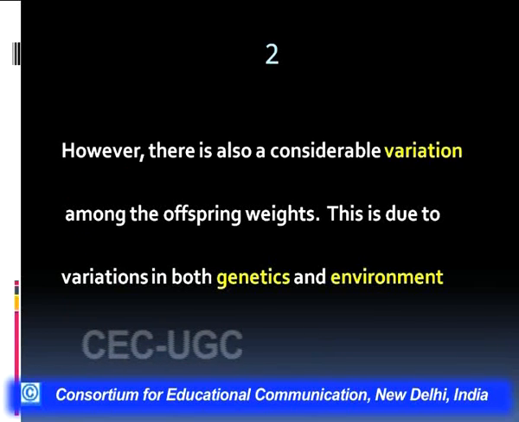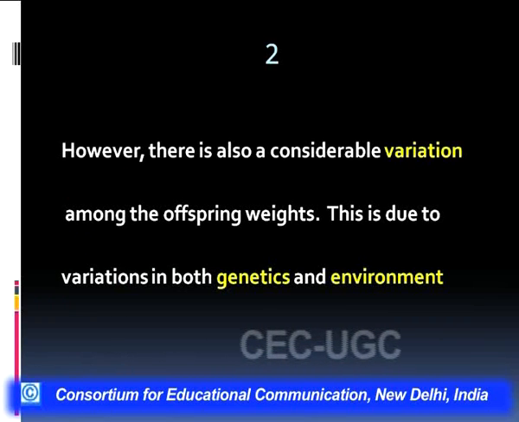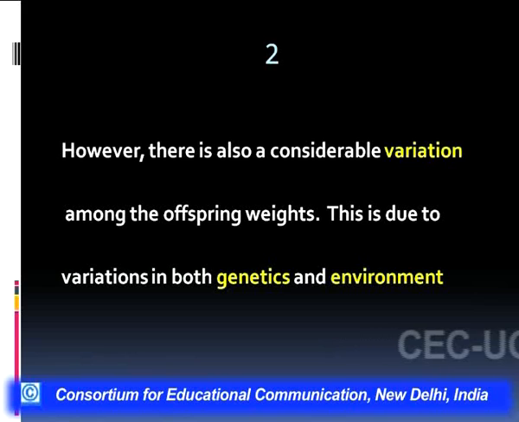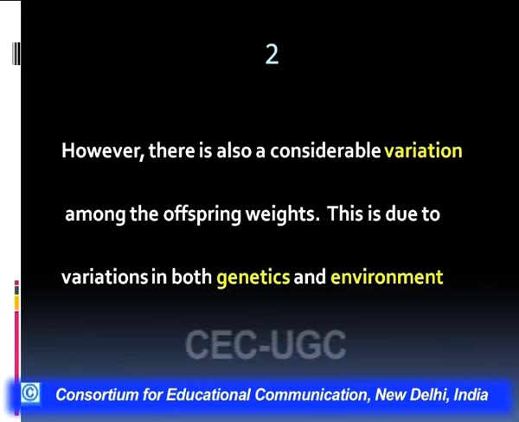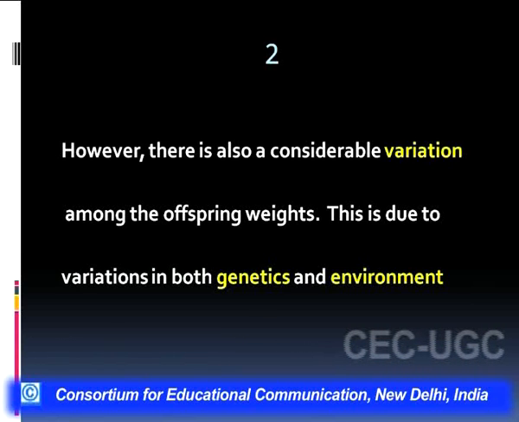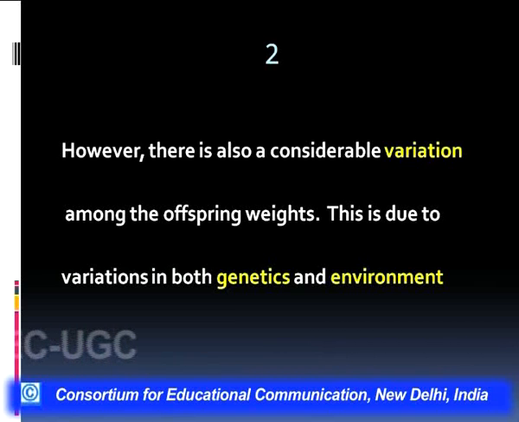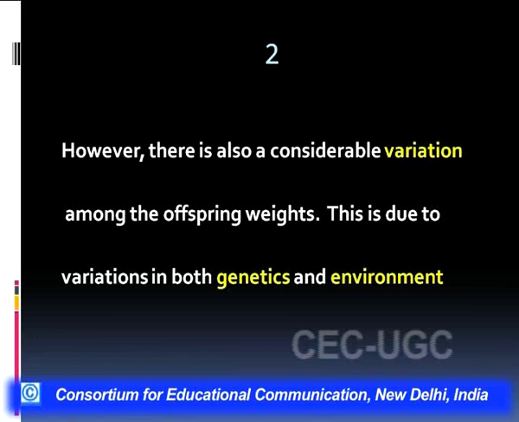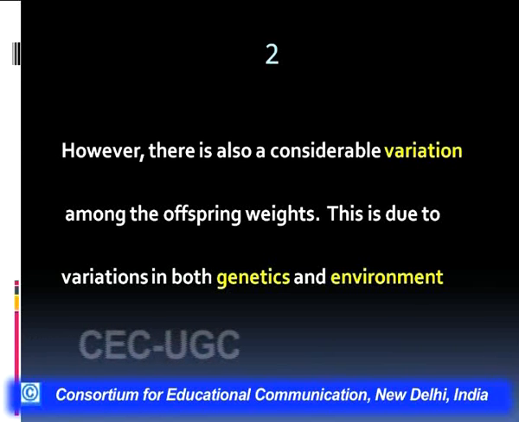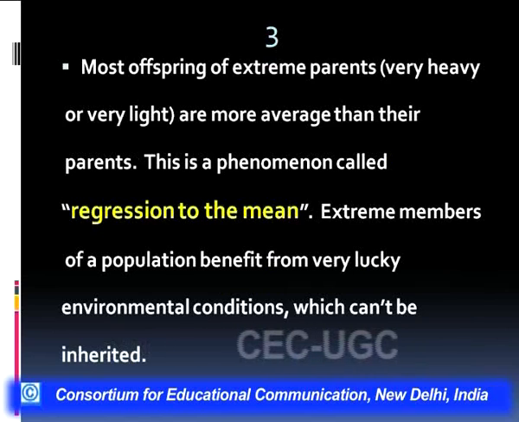At the same time, there is a variation, and this variation in the offspring weights can be attributed to both the parental characters on one hand as well as environment on the other. So, this signified the role of environment in genetics in modifying, say for example, such a simple feature like the weight of the seeds.